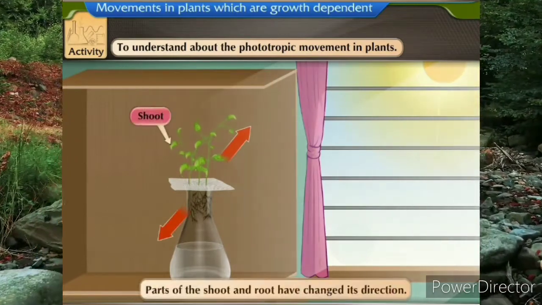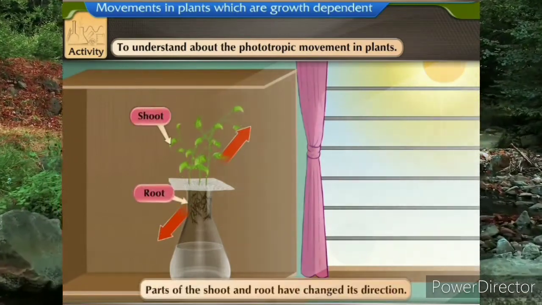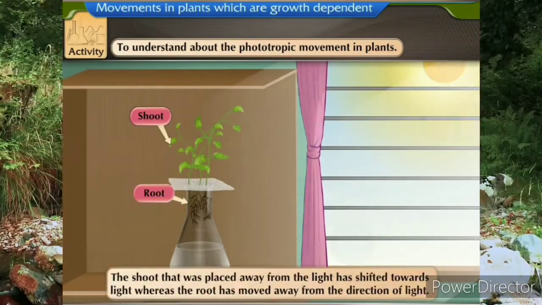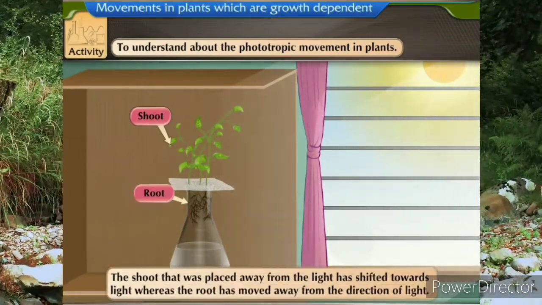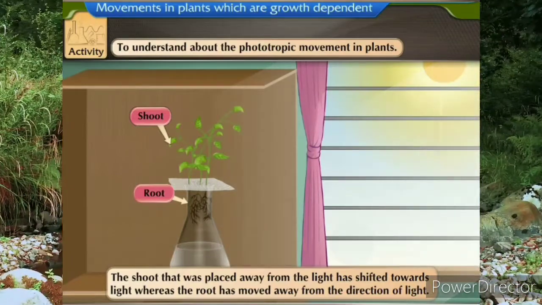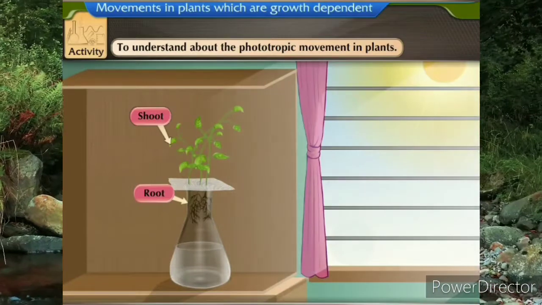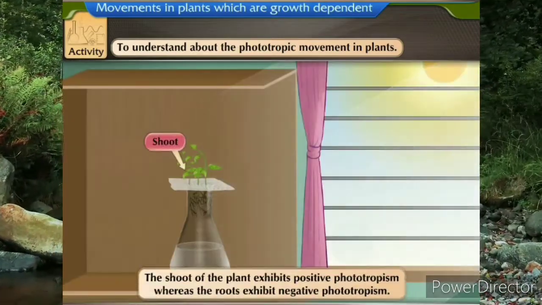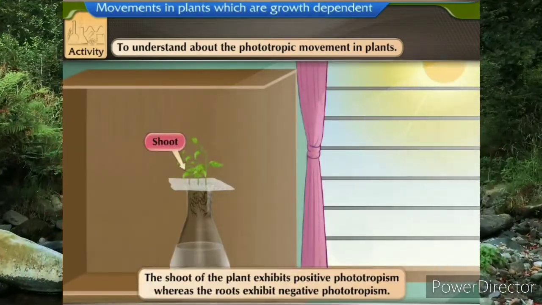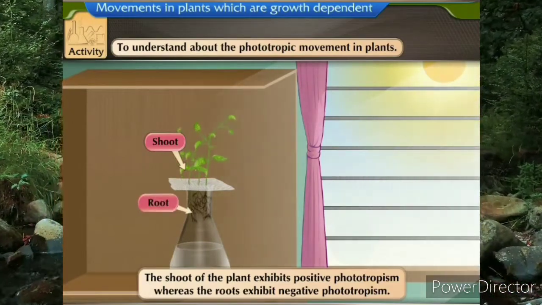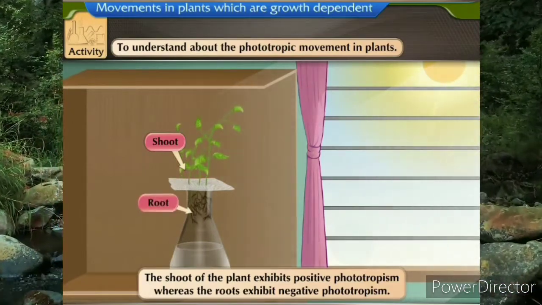You can see that parts of the shoot and root have changed its direction. The shoot that was placed away from the light has shifted towards light, whereas the root has moved away from the direction of light. From this activity, we can conclude that the shoot of the plant exhibits positive phototropism, whereas the root exhibits negative phototropism.